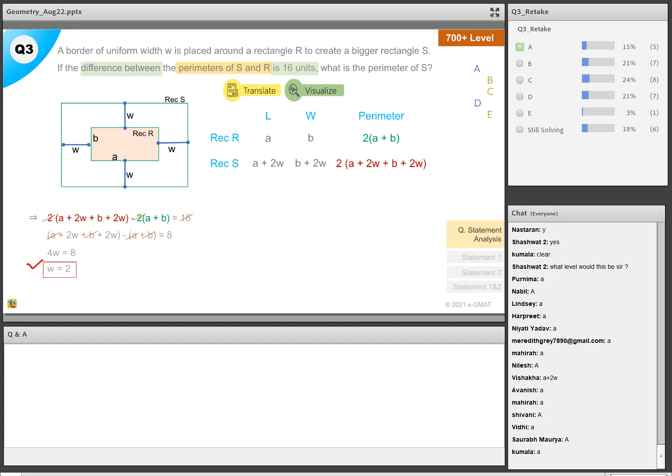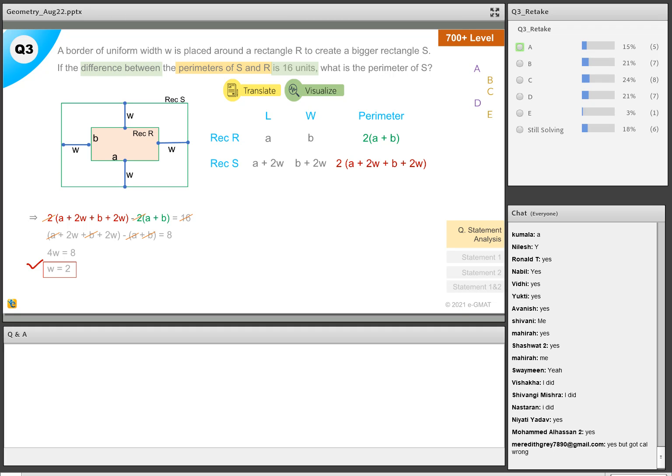Tell me, how many of you calculated this before moving into the statements? Okay, I am seeing a lot of people marking a yes. That is very, very good. People who could not, again, something that we need to learn. Before moving on to the statements, calculations got wrong. I'm very sorry, Meredith, but for the next time, please take a note of the calculations as well.